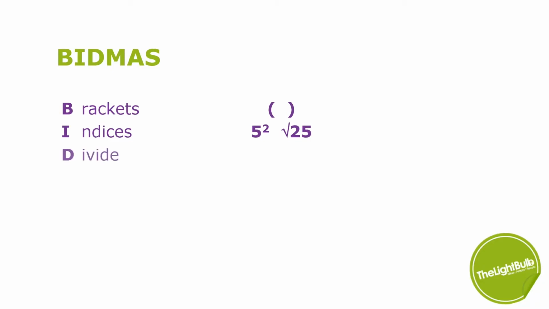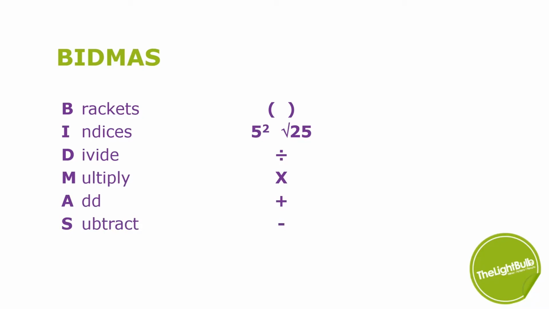So, what on earth is BIDMAS? It's a funny word, it's a strange word, and it's an acronym. It's made up of the initial letters of 6 other words. Now, these are the words. The first one is brackets, that's where we get the B from. The second one is indices, which is things like your square number and your square root. And then next we have the 4 major operations of mathematics. In order, we've got divide, multiply, add, and then subtract.